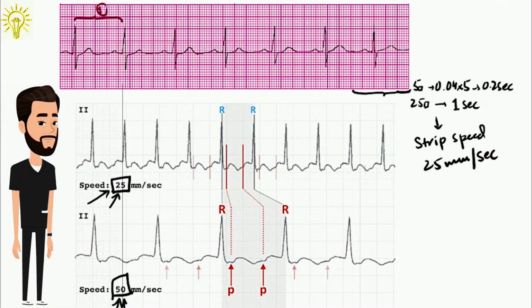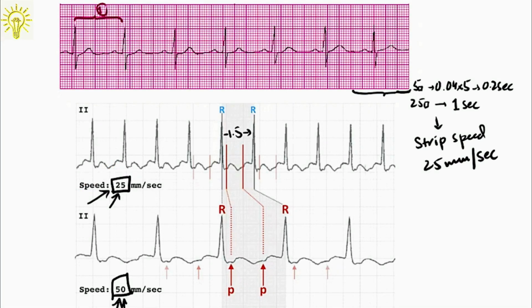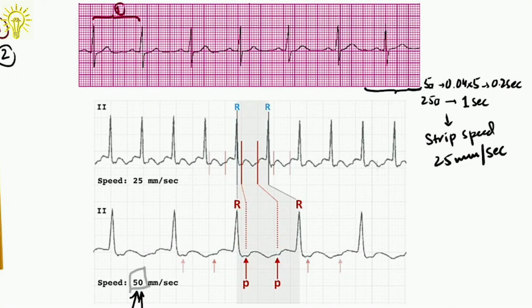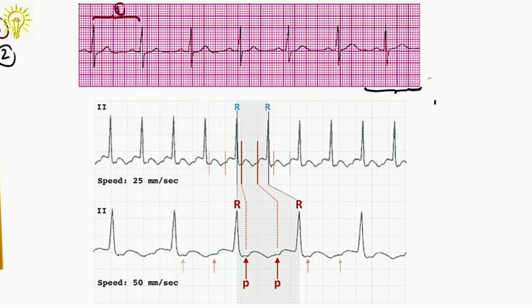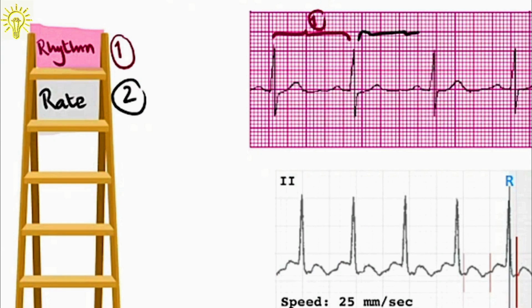Although they are the same ECGs at different speeds, the heart rate calculation changes and the faster strip is misinterpreted as a slower heart rate. I had this kind of ECG in my viva. I confidently declared it bradycardia without seeing the strip was moving at 50 millimeters per second. Well, I almost failed.